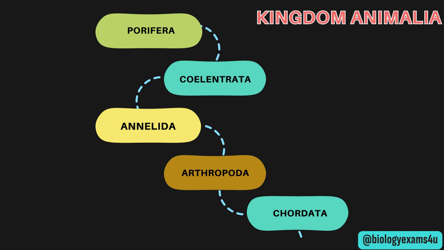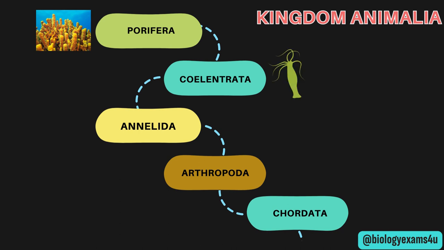Let us discuss the key characteristics of some phyla. Phylum Porifera, also known as sponges, is a group of simple aquatic animals that lack true tissues and organs. Phylum Coelenterata are aquatic animals, which show a very simple level of tissue organization like Hydra. Annelida, also known as the segmented worms. They are a large phylum including ringworms, earthworms, and leeches.